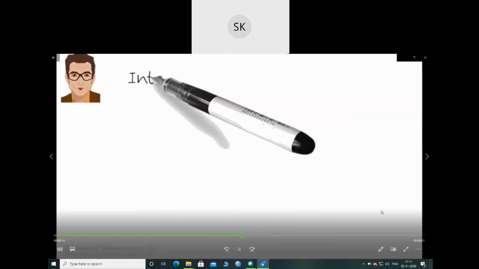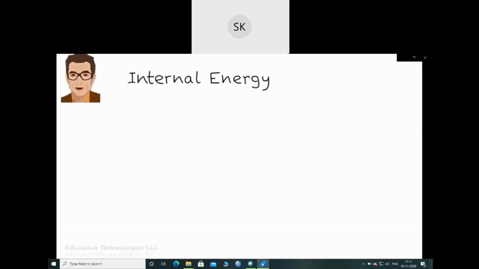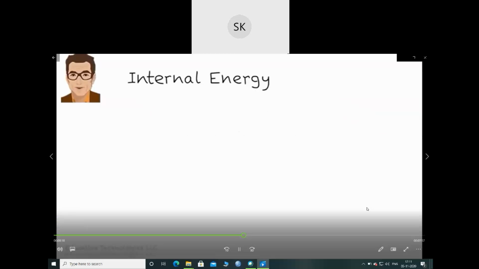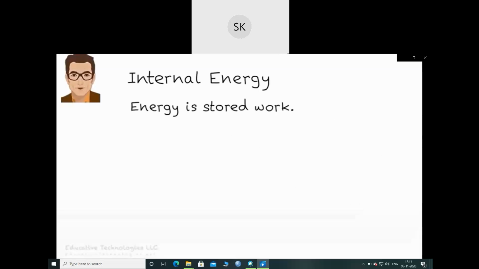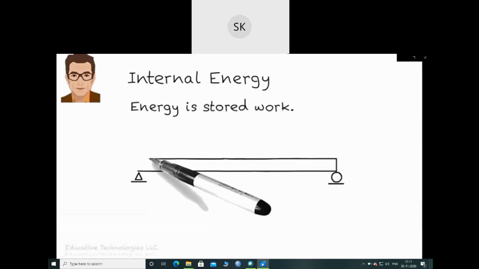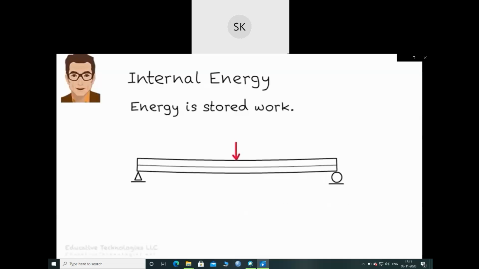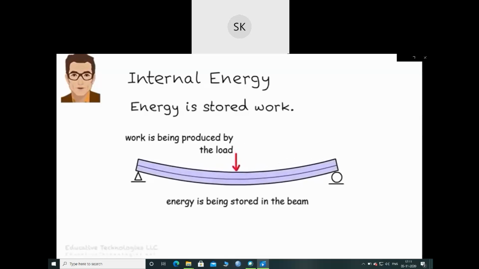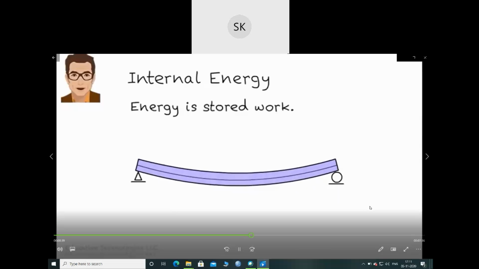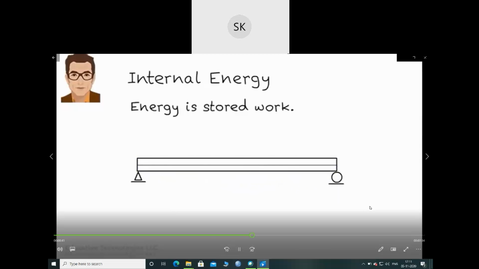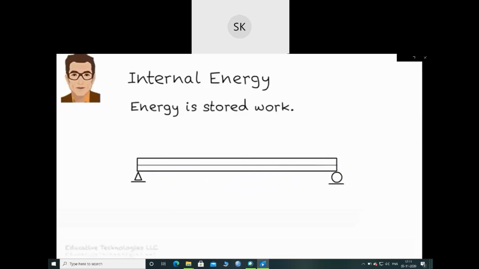Now let's turn our attention to internal energy. What is it, and how do we calculate it? Energy is stored work. Where is the work generated by the load stored? In the member. When we apply the load to the beam, when the beam bends, we are producing work and storing it in the beam as internal energy. When the load is removed, the energy converts back into work, forcing the member to unbend.